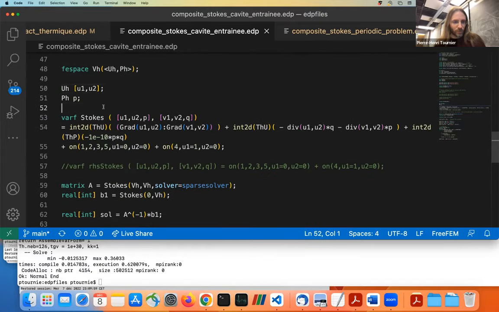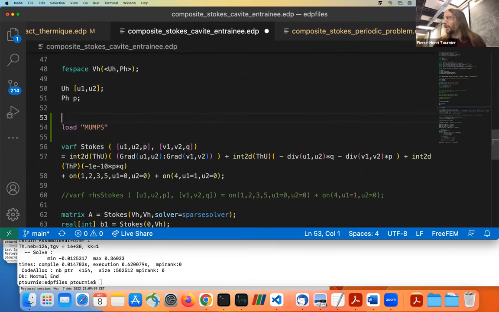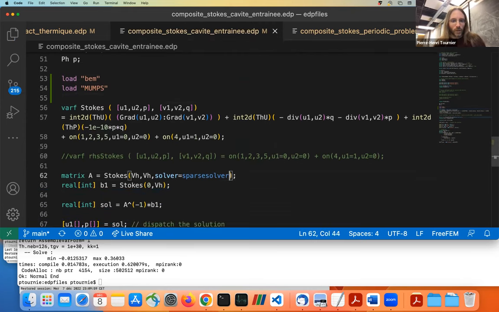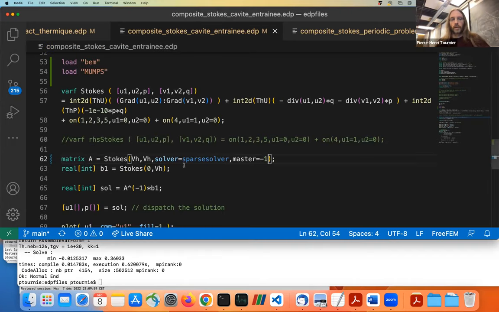I can load MUMPS here. So I can just load MUMPS. I think the little tricky part here is I also need to load them for some reason for now, but this will disappear. And then I tell it here, master equal minus one. And I can now run this code in parallel and it will actually parallelize. For now, this is the default way, so I don't need to do anything.